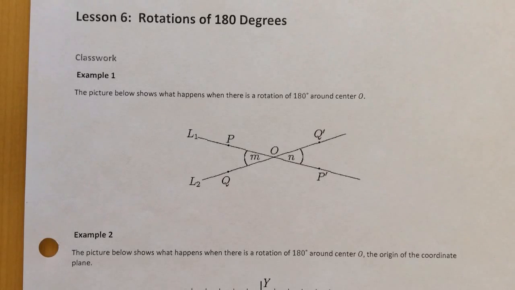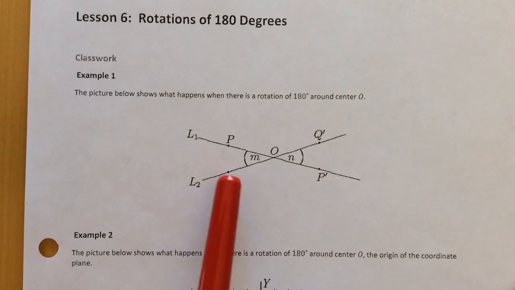And we're also going to learn that when a line is rotated 180 degrees around a center O, or whatever the center of rotation is, as long as the center of rotation is not on the line, it will produce a parallel line. So we're going to formally prove that and see lots of examples of that. But we're going to start with this example right here, which I'm just going to talk you through.